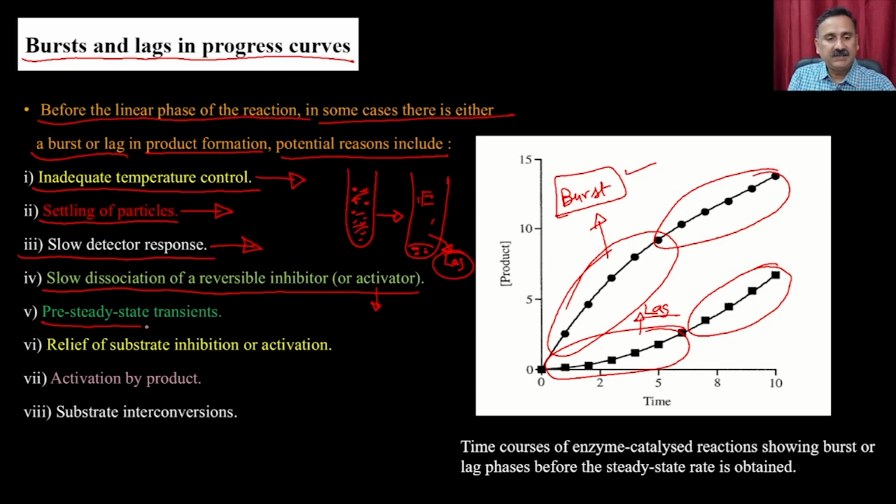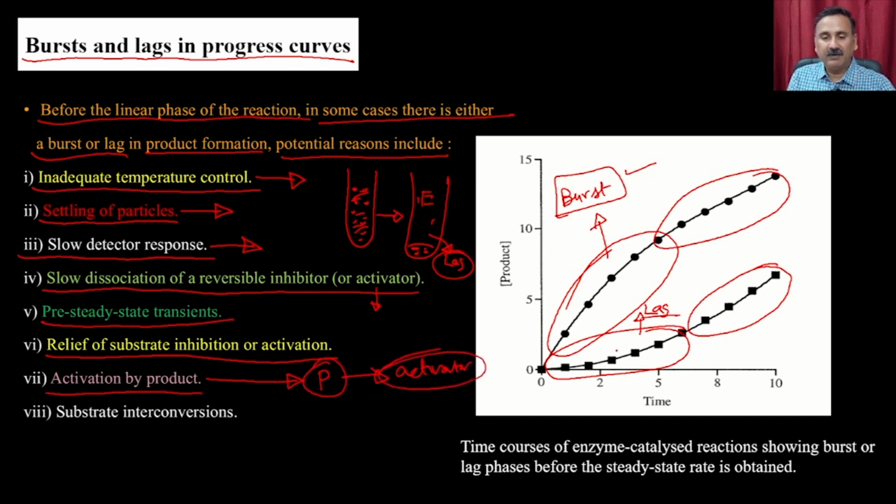Then you can have pre-steady state transients or relief of the substrate inhibition or activation. Then you can also sometimes have activation by the product. This is very interesting, because the product is working as an activator. In the lag phase, the enzyme is converting a substrate into the product, and then the product works as an activator. So initially the curve is going to be slow, but as soon as some amount of product is formed, it is going to activate the enzyme, and that's how it activates the activity of the enzyme.